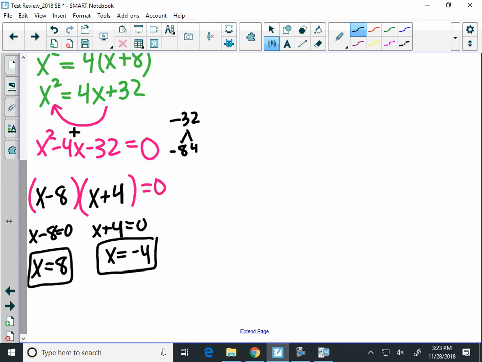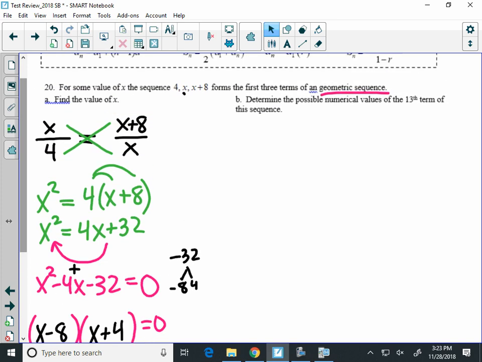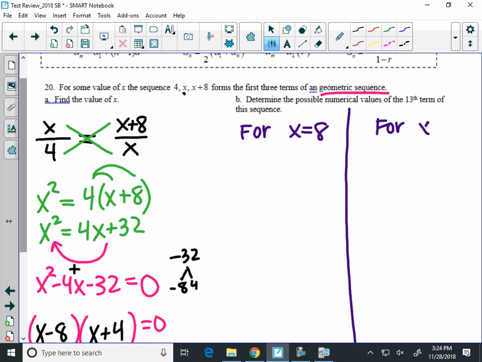Now in this problem, I can let x be negative 4 because that's not the term number, that's not telling me what term in the pattern it is, it's just x. x is just a variable that represents part of my sequence. So I have two possibilities, which means I have to do the 13th term for when x equals 8, and then I'm going to have to do the same thing for x equals negative 4. There's two possibilities depending on what you let x be.